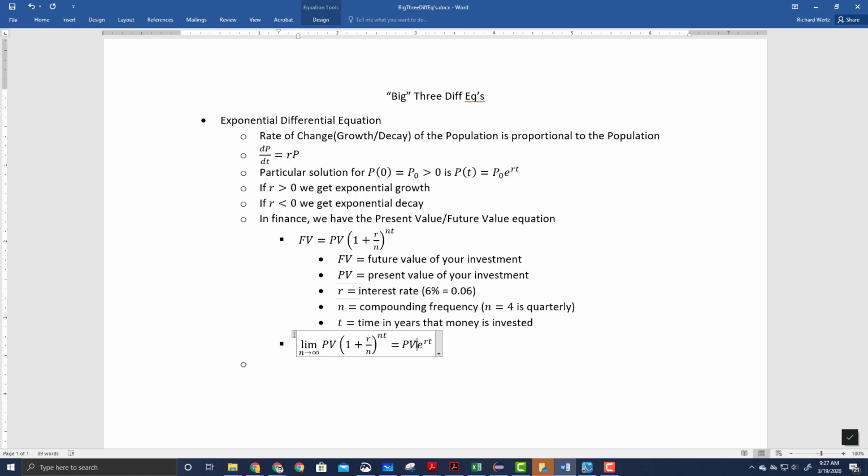The limit problem is interesting. It requires a little bit of L'Hopital. We're not going to take the time to do it right now. And this is called exponential compounding, or continuous compounding, because your compounding is going on continuously.